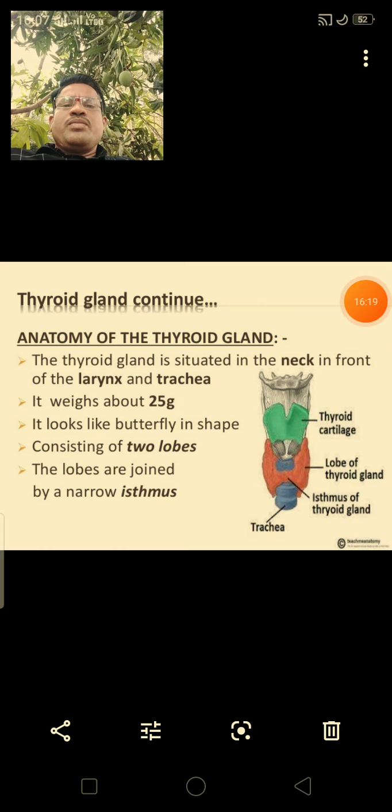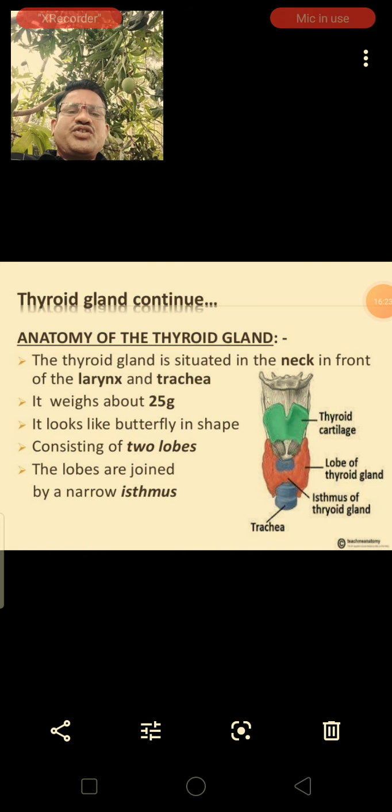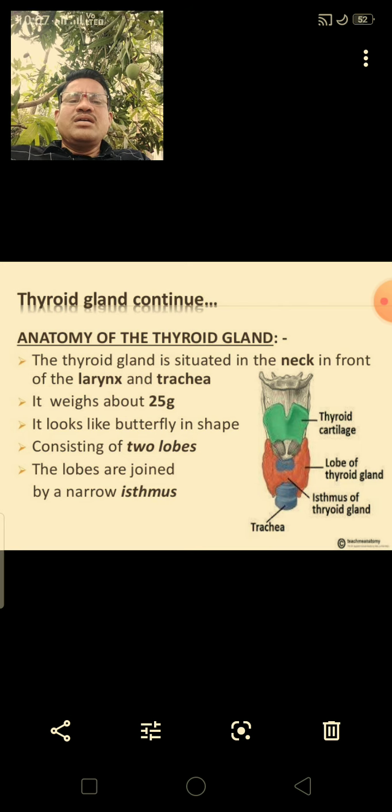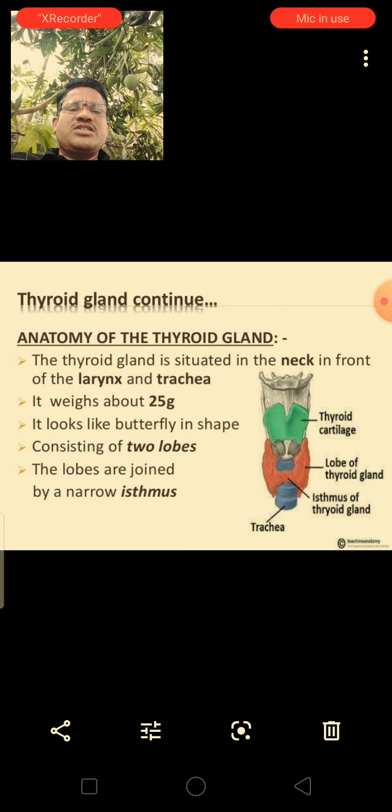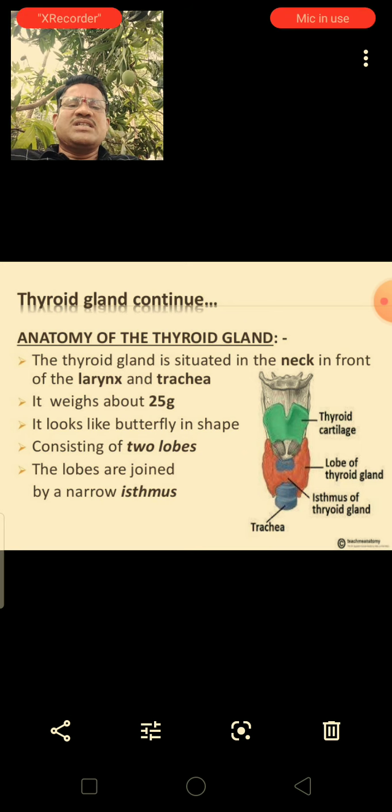Now, anatomy of the thyroid gland. On the right side, the picture represents the thyroid gland at the neck region. The greenish part is thyroid cartilage, the reddish part is the lobe of the thyroid gland, the lower part is the isthmus of the thyroid gland, and the bluish part is the trachea.